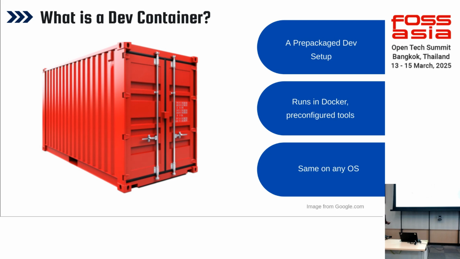So what is a dev container? It is a pre-packaged developer setup. It runs with Docker with pre-configured tools. You have your operating system, which you want to start with, and whatever tools you need. If you have Python, you would install all the pip dependencies, and if you run Ubuntu and want to install operating system dependencies, you can do that with your Dockerfile. It will be the same on any OS. You can bring up the container and get started right away. You don't have to worry about installing dependencies.